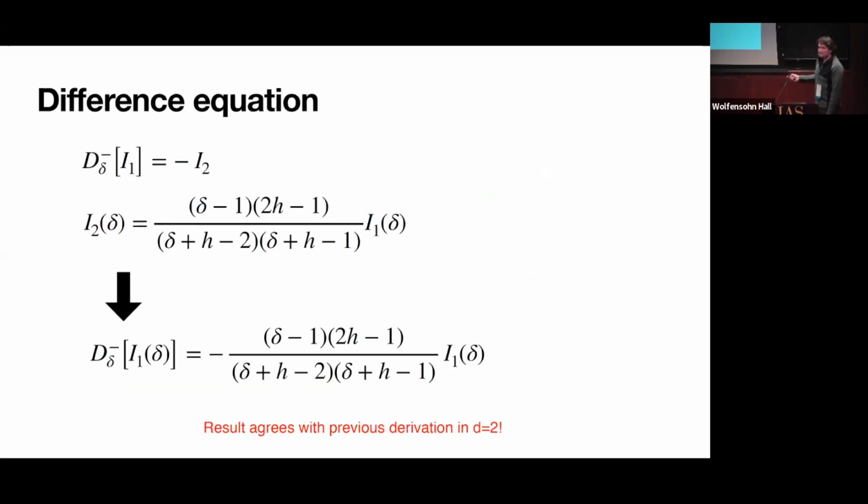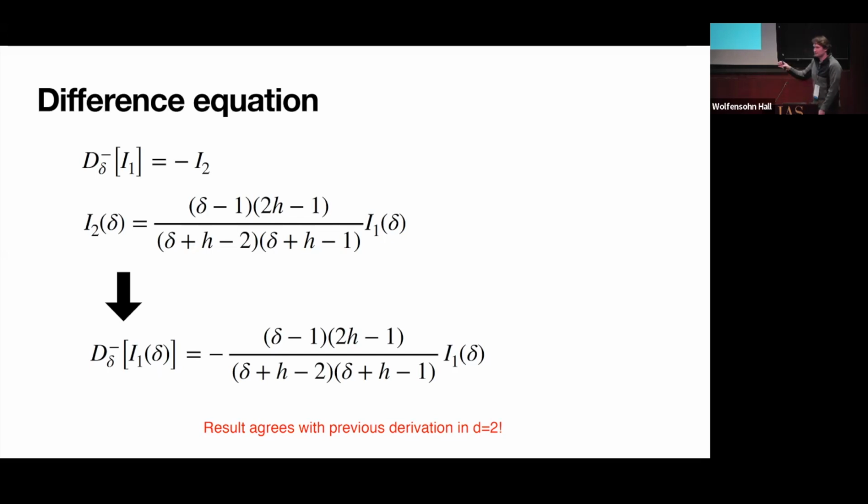So now I have my two keys to the puzzle, so to speak. I have my difference equation in delta for I1 and I2 that relates I1 to I2. I have a summation by parts identity relating I2 and I1. I put them together, and I now have this difference relation acting on I1. And this should say d equals 1.